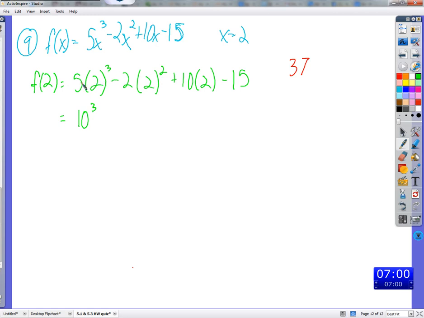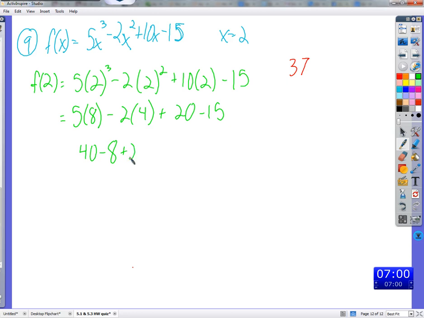If I wanted to take 5 to the third as well, I would need to include it in the parentheses. Okay, so not 10 to the third, but 2 to the third, which is 8, and multiply that by 5, minus 2 times 4 plus 10 times 2, that's 20, minus 15. Okay, 5 times 8 is 40, minus 8.